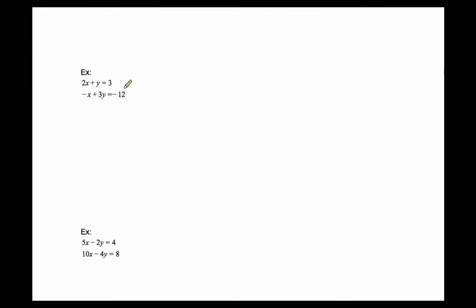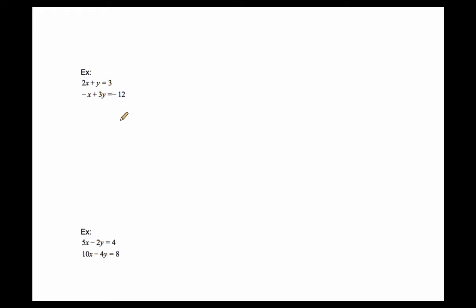All right, 2x plus y equals 3 and negative x plus 3y equals negative 12. So here I have a 2 and a negative 1. Those are not the same. And I have a 1 and a 3. Also not the same. Okay, well, how am I going to eliminate? Well, what you could do is you could multiply one of these equations by a factor so that the coefficients would then be the same.